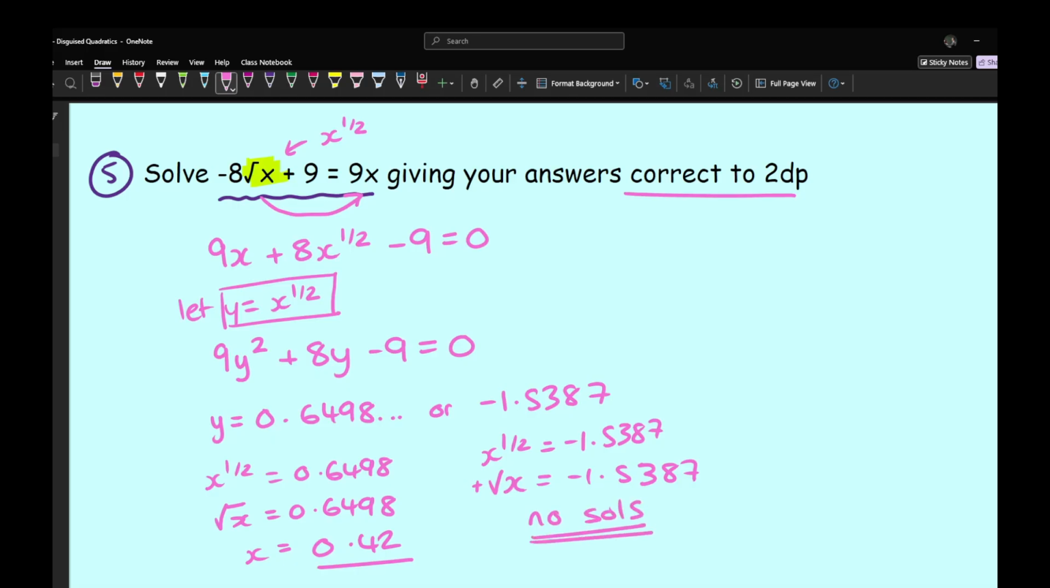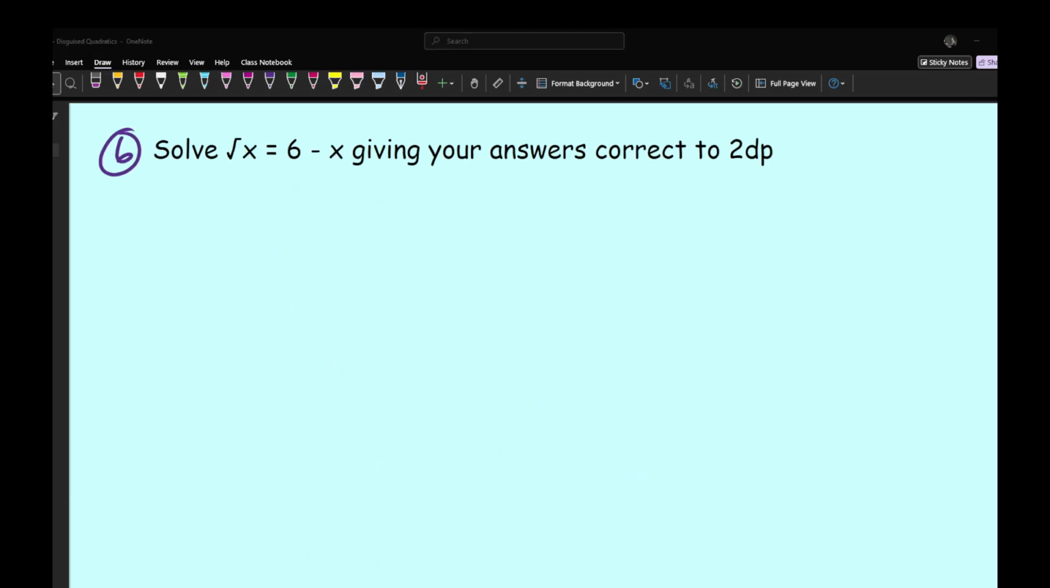And again, it's really important that if there are no solutions, you state it. So the only answer that we have is 0.42. So now let's have a look at a very similar question. It says solve root x equals 6 minus x, giving your answer correct to 2 decimal places.